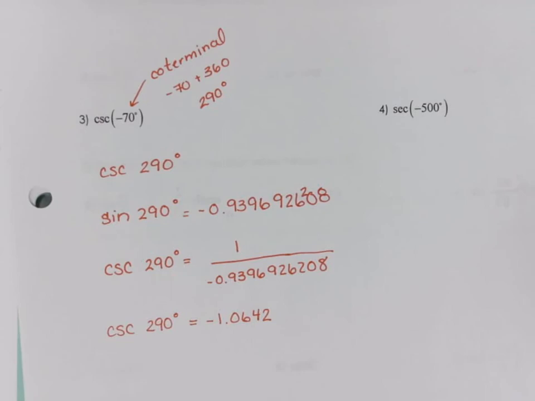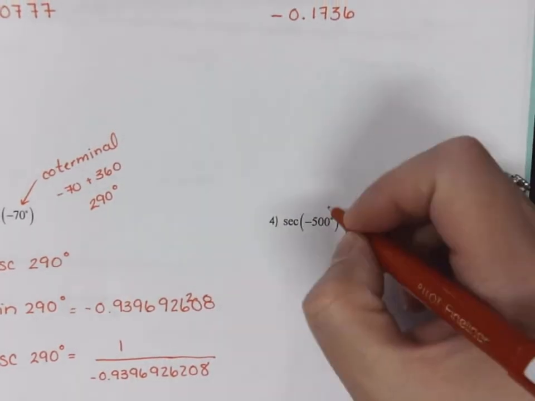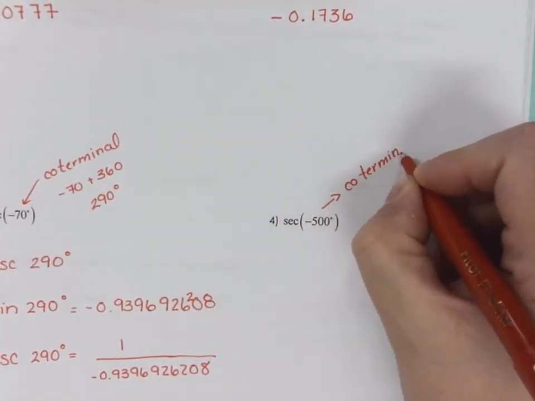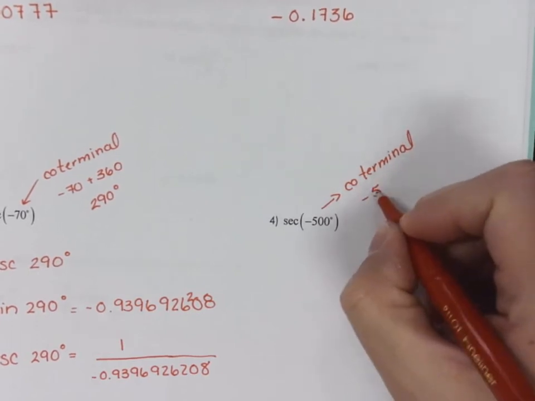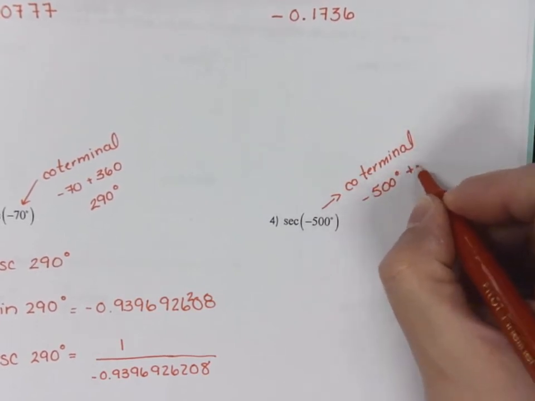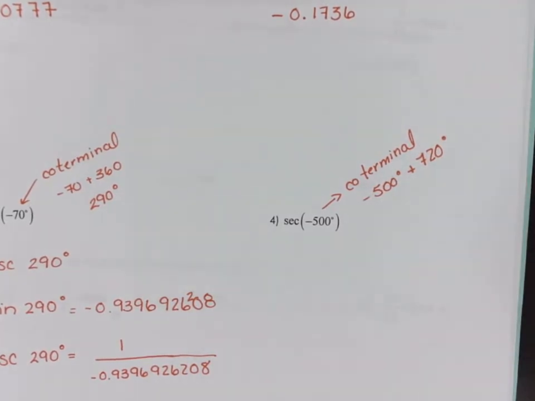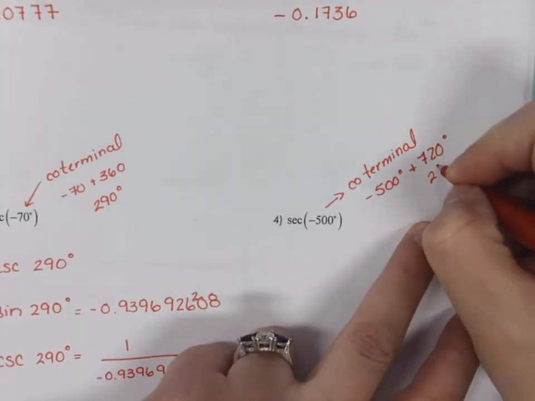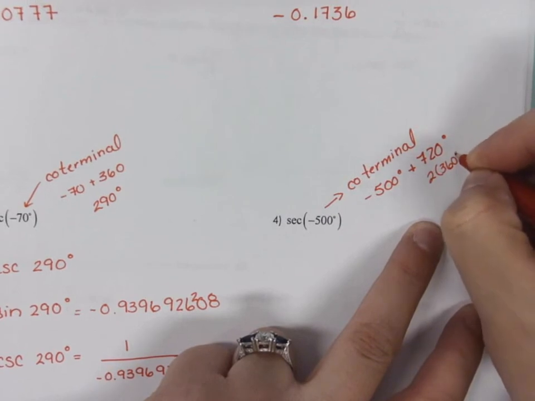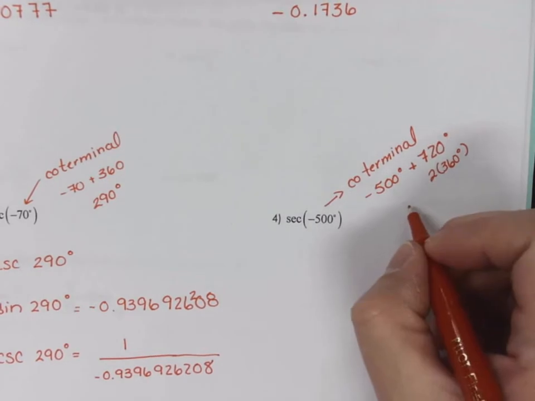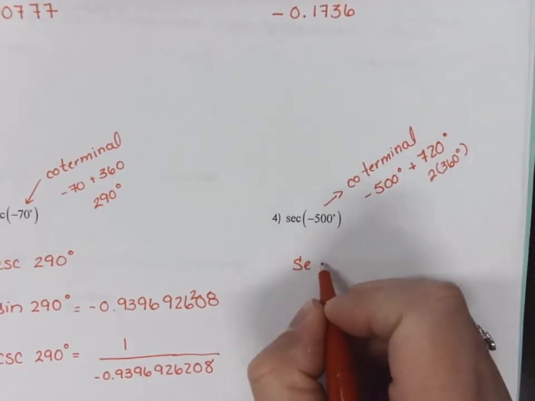Okay. What are you going to do here? 2 full. So we're going to do our coterminal first. So we're going to have negative 500 degrees plus 720, because that's 2 full rotations. Is it better if I write it as like 2 times 360? Does that make more sense? You guys don't care now? You're just golden with this? You've lost your mind.